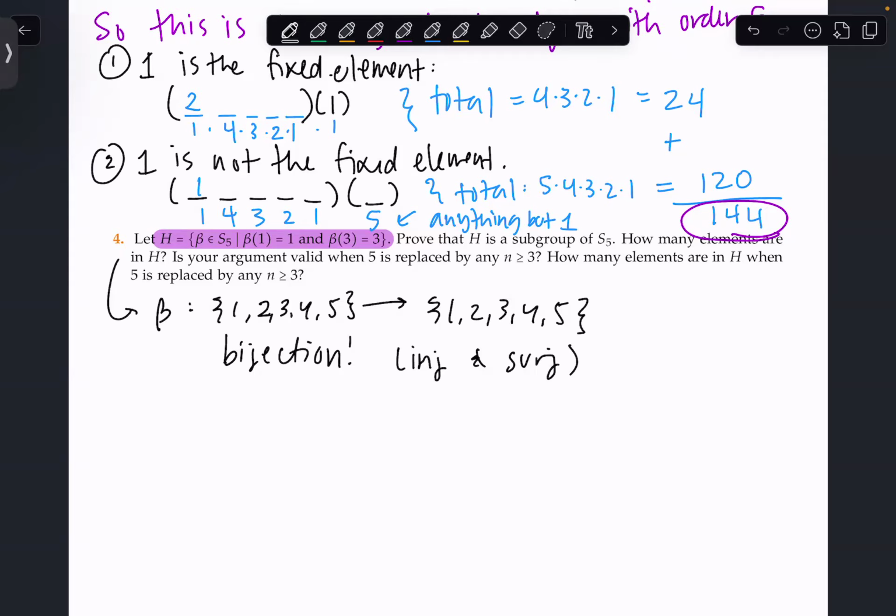Okay, and our goal is to prove that this set, where I'm only looking at the bijections or permutations, that send 1 to itself and 3 to itself. So it's saying all the other outputs, I don't care what it does, I just want it to be a bijection. So I have no restrictions on what 2 does, what 4 does, or what 5 does here, right? We have choices on what could happen for those 3 outputs. Okay, our goal is to show that this is a subgroup of S5.